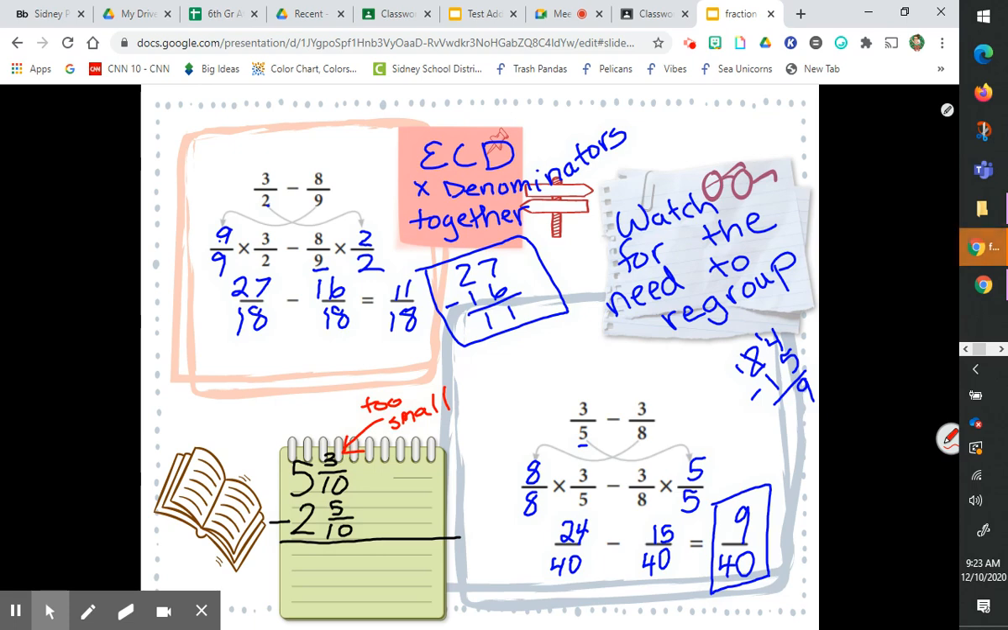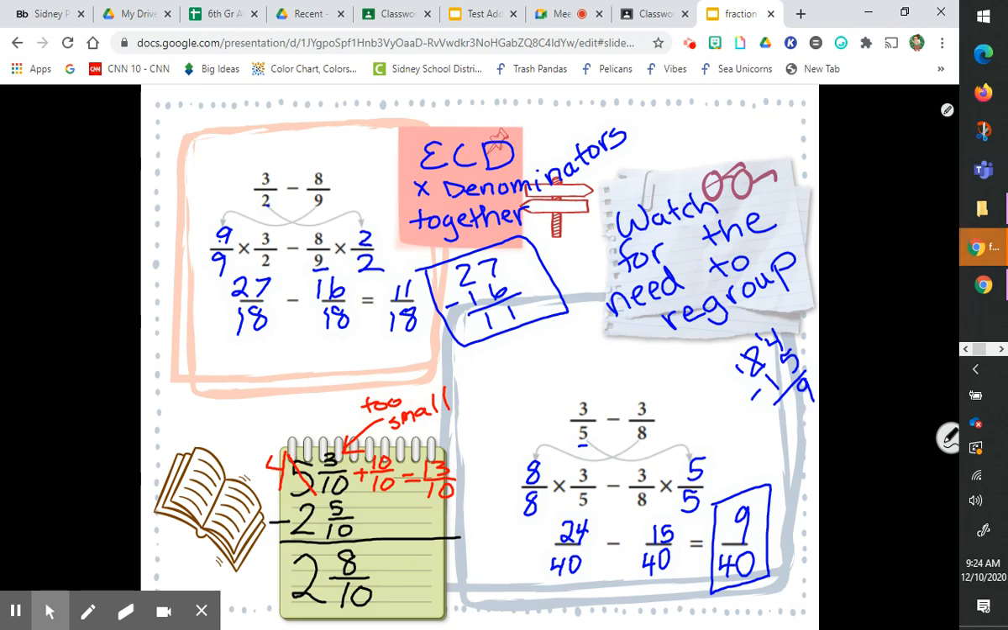All right. So I'm going to borrow from the 5. I'm going to change him to a 4. Okay, since I took that 1 away from there, I'm going to add that right here. And I know I need to add 10/10, because 10 and 10 are my common denominator, aren't they? Okay, so what is 3 tenths plus 10 tenths? Well, it's 13 tenths, isn't it? Now I can take 13 and subtract 5. And I get 8, I think. Is that right? 13 minus 5? I keep that 10. I take the 4 minus 2. And I get the answer 2 and 8 tenths.